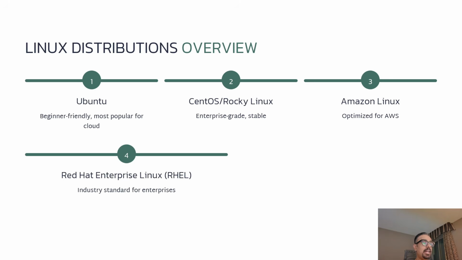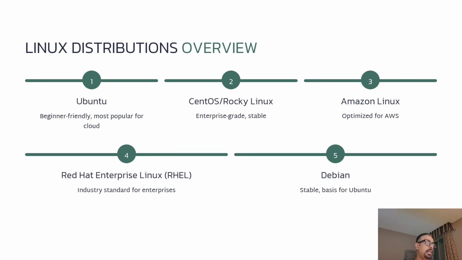RHEL, that is Red Hat Enterprise Linux, is an industry standard in big enterprises. It is very secure, stable, and comes with official support from Red Hat. Most large companies use RHEL for critical systems. Debian is one of the oldest and most stable Linux distributions. Ubuntu is actually built on top of Debian.